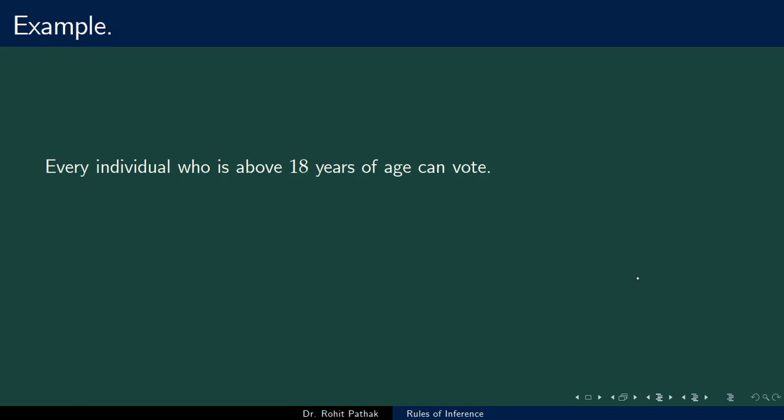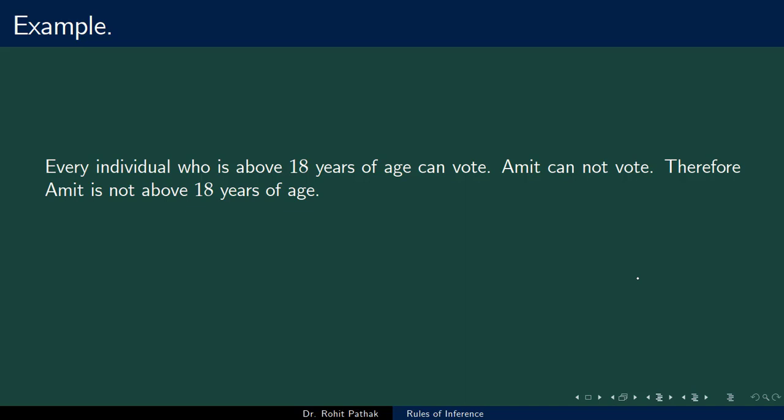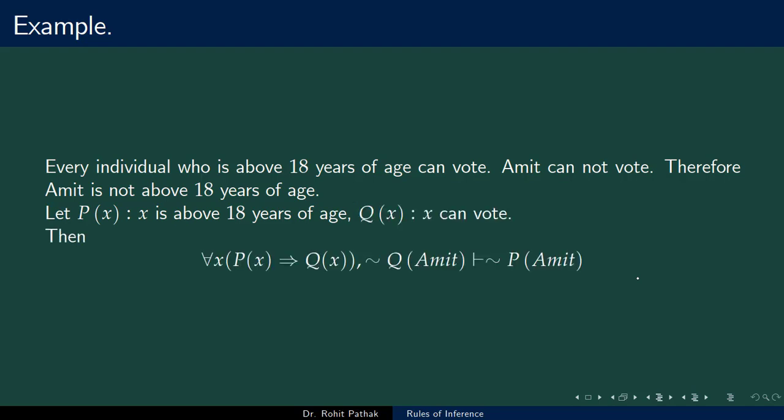For example, every individual who is above 18 years of age can vote. Amit cannot vote, therefore Amit is not above 18 years of age. So again, if we take P(x) to be x is above 18 years of age, Q(x): x can vote, then for all x, P(x) implies Q(x) and negation Q(Amit), Amit cannot vote. Then the conclusion is Amit is not above 18 years of age. This is called universal modus tollens.